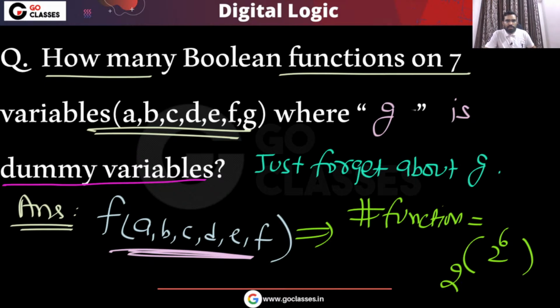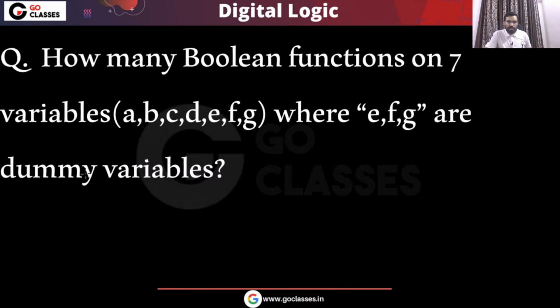Just forget about g, you can forget about g. Next, tell me the answer for this question. These variables are dummy. In this question, e, f, g, these three variables are dummy variables. So now what will be the answer?